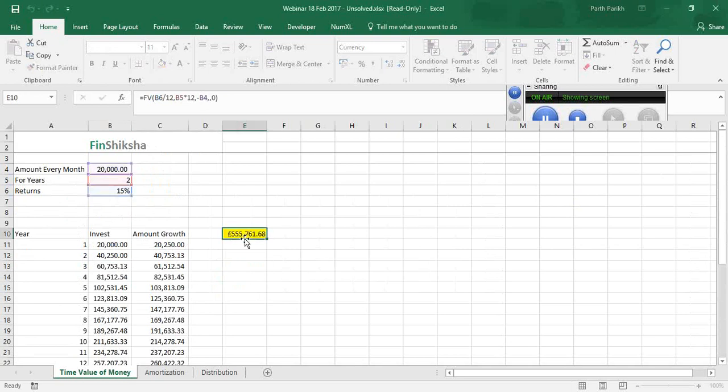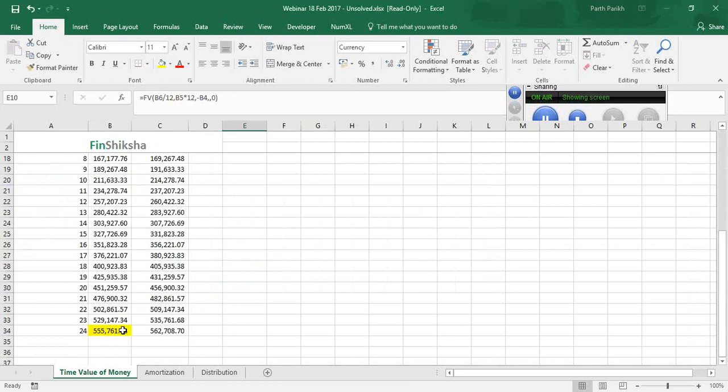That's why I've put a negative, and at the end of my 24th month, I will get B4, which is 20,000 every month. So accumulated would be 5.55 lakhs which is over here, and at the end of that 24th month, I will get 5.62 lakhs.